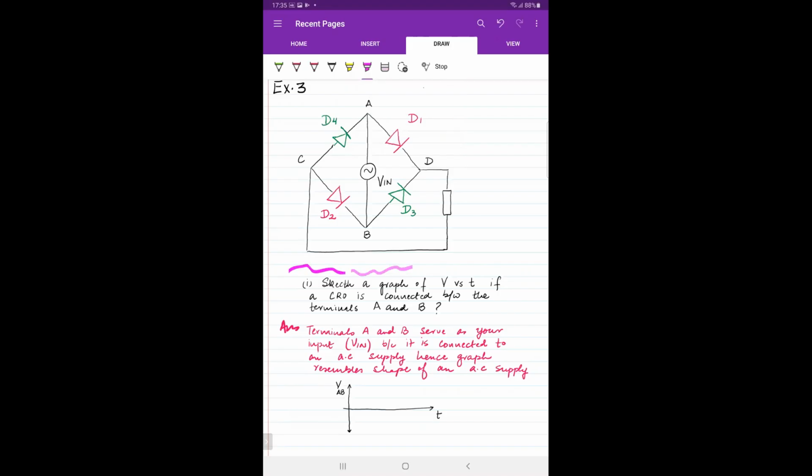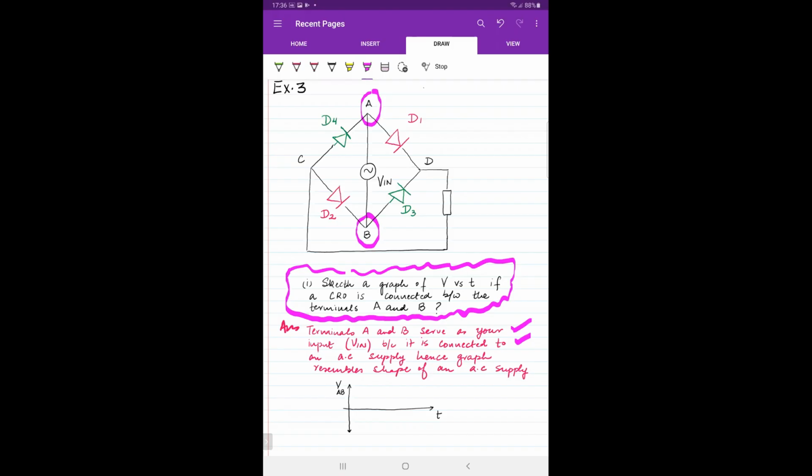Sketch a graph of voltage against time if a CRO is connected between the terminals A and B. Okay, so if you connect a CRO between the terminals A and B, what shape would you expect to be observed on the screen of the CRO? मैंने रीजनिंग लिखी है, पहले वो रीड कर लो और फिर मैं ग्राफ बनाता हूँ. Terminals A and B serve as your input Vin. Check करो from the diagram.